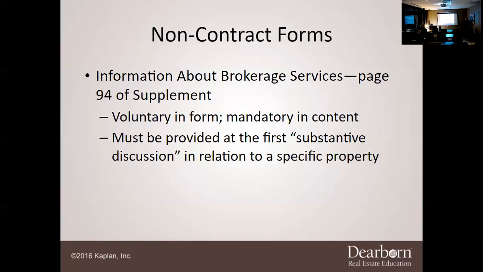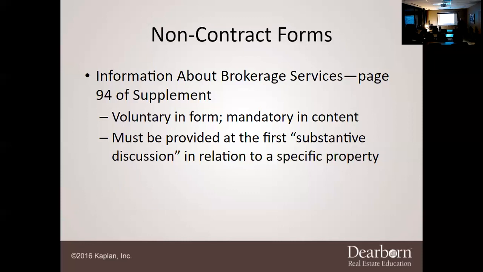And so wanted to have it a certain way. Okay, so while it is voluntary in the way that you format it, it must be mandatory in content, meaning you need to copy verbatim what's in it, but you can put it in any form that you want. And the key point here is it must be provided at the first substantive discussion in relation to a specific property.